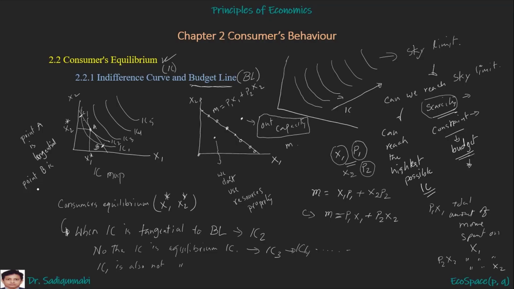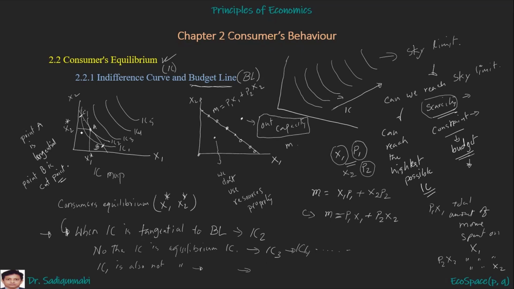B is cut point, not tangential. Okay, so our property for equilibrium consumption says that for equilibrium, IC should be tangential to the budget line. Now, point C here and point B there is not tangential point. So that's why it is not an equilibrium point. Let me be clear about that.